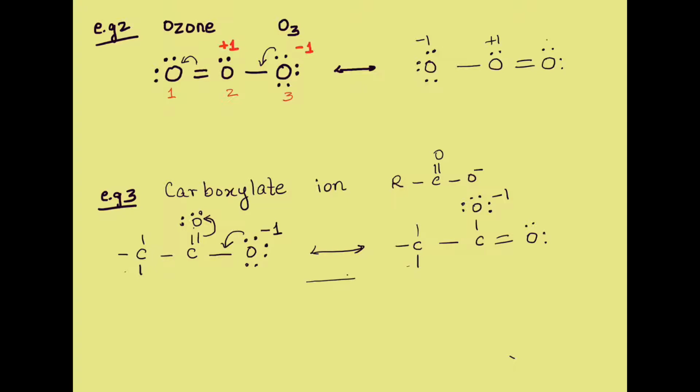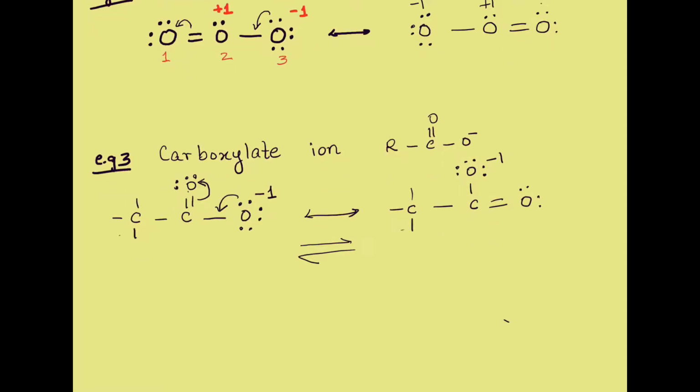Now, please don't use this symbol because this symbol means equilibrium. In other words, form number 1 is changing to form number 2, form number 2 is changing to form number 1. No, that is not what it actually means. What resonance means is that my carboxylate ion is neither 1 nor 2 completely. So what is happening over here is, you can try and visualize it like this. So something like this over here.